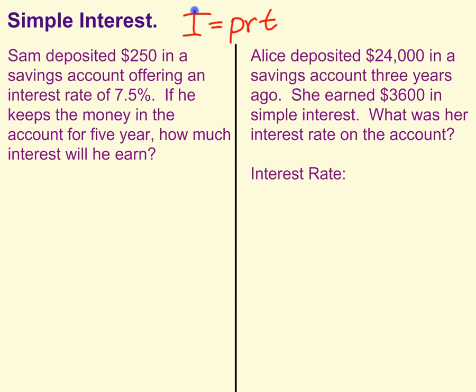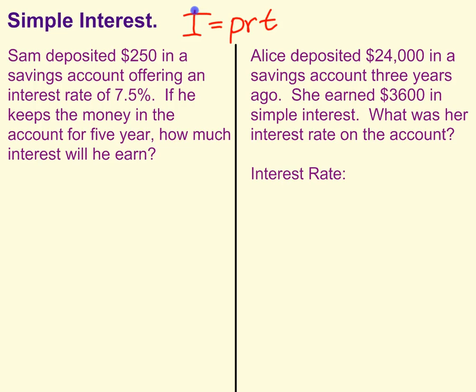Now you already have written down in your notes what that all stands for, but I'll run through it real quick. I is for the simple interest earned. P stands for principal. That's the principal amount. You can think of that as your deposit or your investment. R is the interest rate as a decimal, and T stands for time, and just remember time has to be in years.